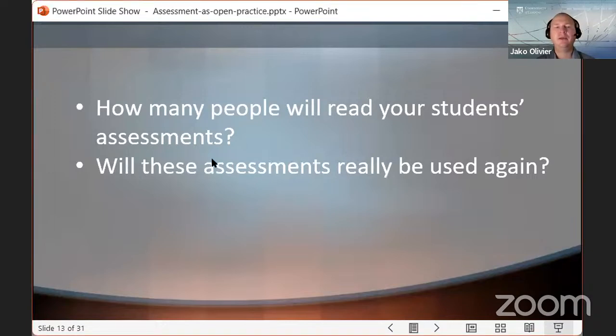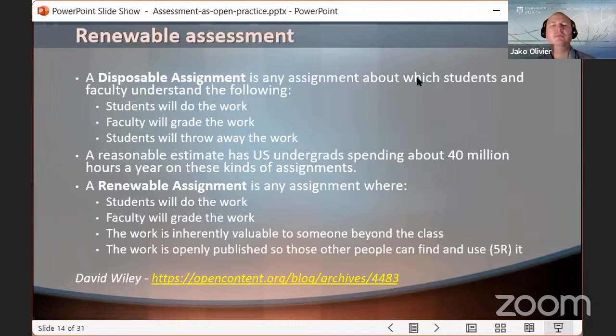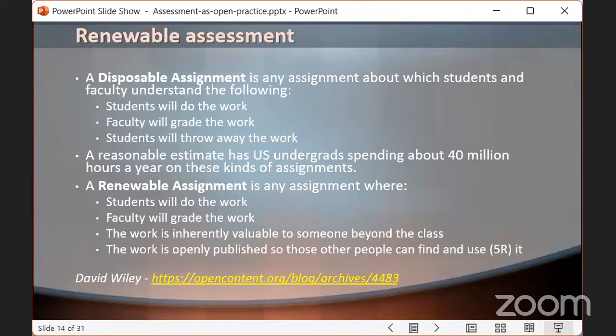But let's see, from the point of view of David Wiley, who started with this idea in a mainstream way, how does he and his colleagues distinguish between disposable and renewable assessments? And that's probably the most important slide, and you can read more on his blog about this. A disposable assignment is any assignment about which students and faculty understand the following: students will do the work, faculty, the teachers, will grade the work, and students will throw away the work. So that's disposable assignments, and the majority of assignments worldwide are done like that.